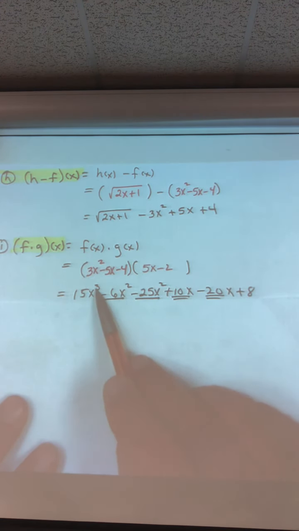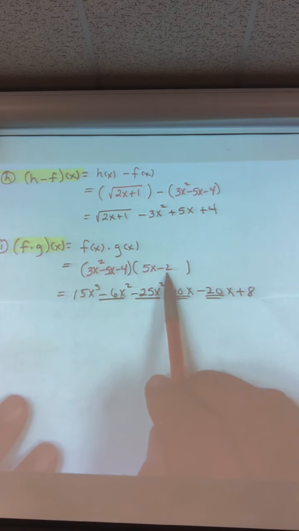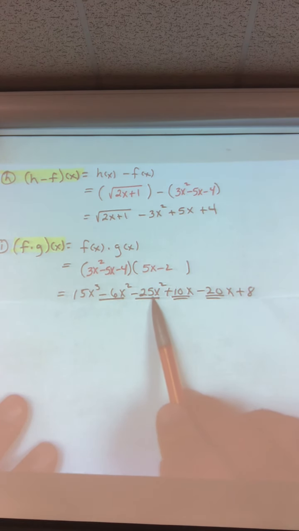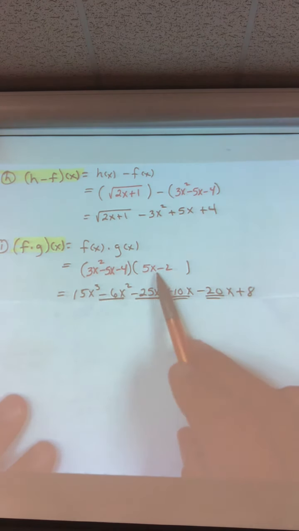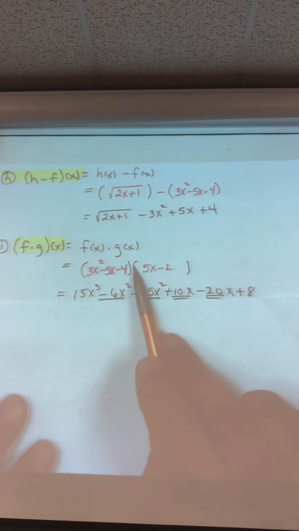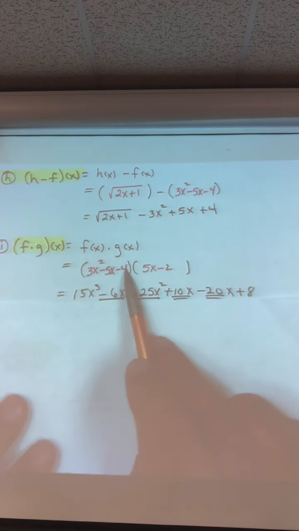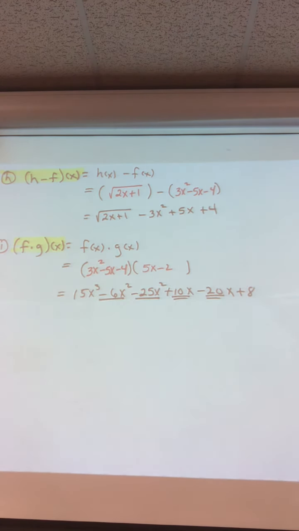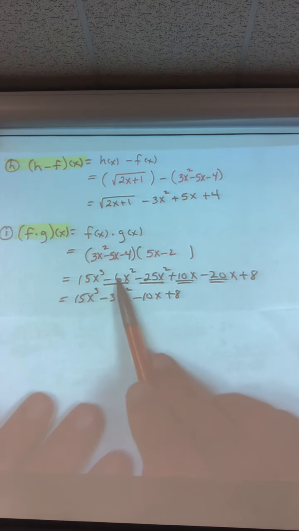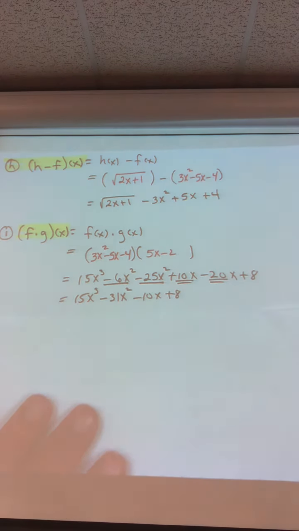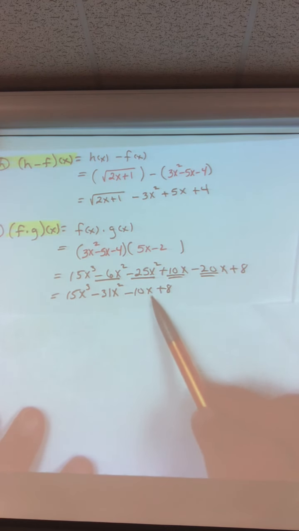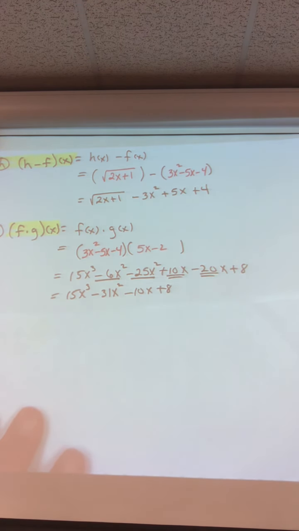3x squared times 5 is 15x cubed. 3x squared times -2 is -6x squared. -5x times 5 is -25x squared. -5x times -2 is plus 10x. Then -4 times 5 is -20x. -4 times -2 is plus 8. Add the like terms. Bring down the 15x cubed. -6x squared minus 25x squared is -31x squared. 10x minus 20x is -10x. And then bring down the plus 8.